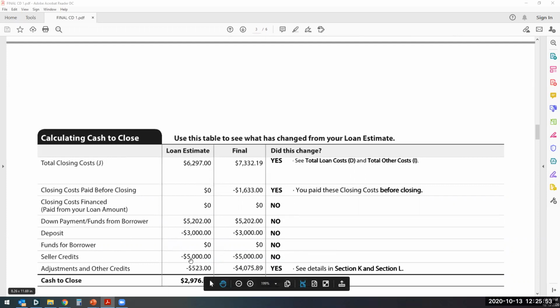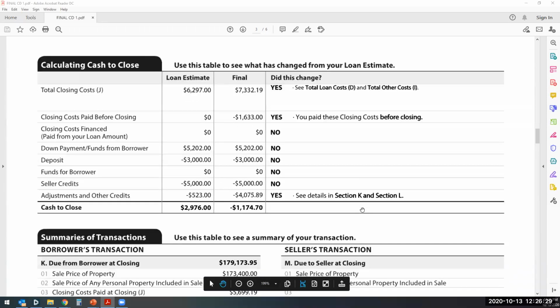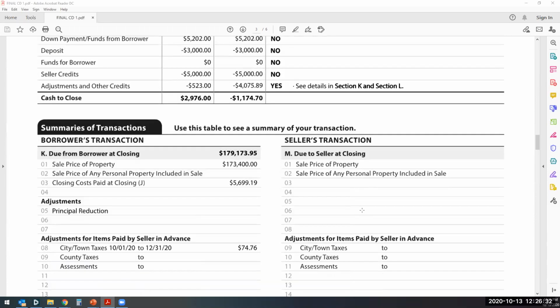Now you're going to put in the seller credit, in case the seller is giving any type of seller concessions. In this loan, yes, they had a $5,000 seller credit, so you're deducting it right here. And now your adjustments. All the adjustments and other credits you're going to see on page 3. In this case, our $4,000 in adjustments is the reason why the client is getting some money back. Here's where we're going to see all the adjustments.